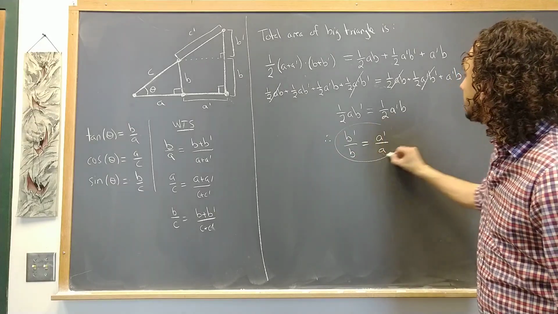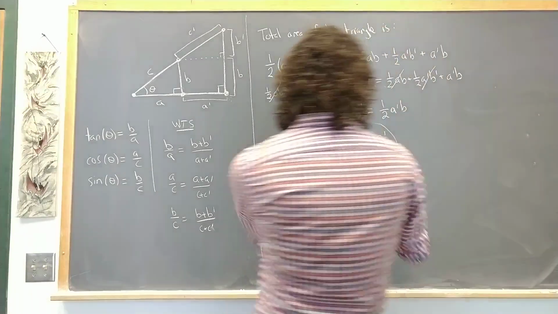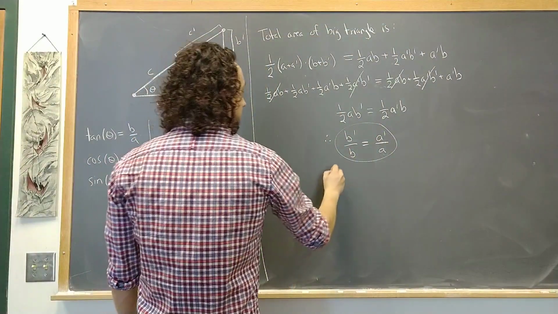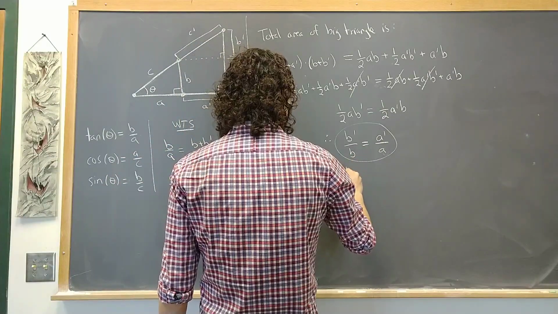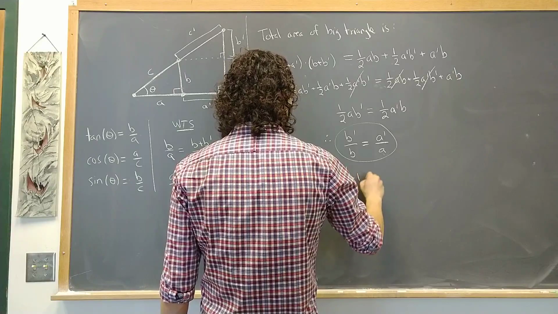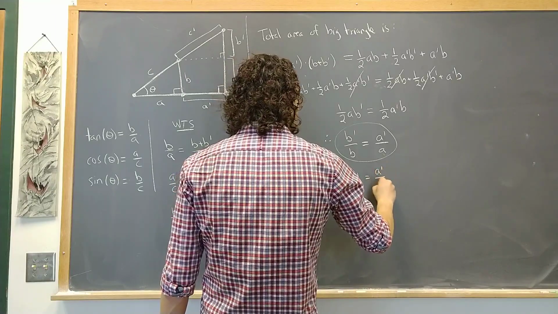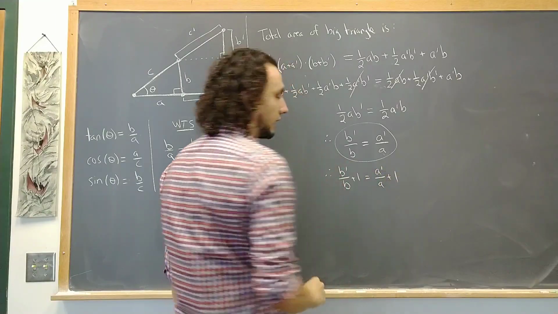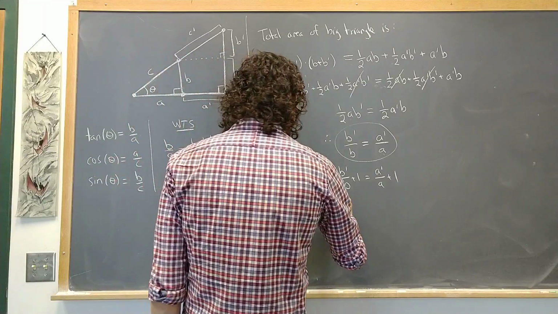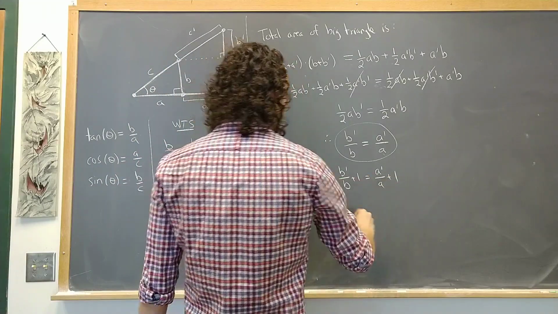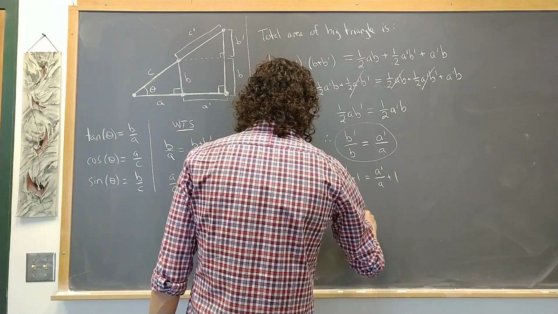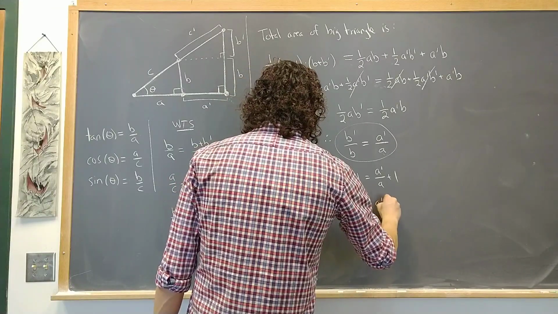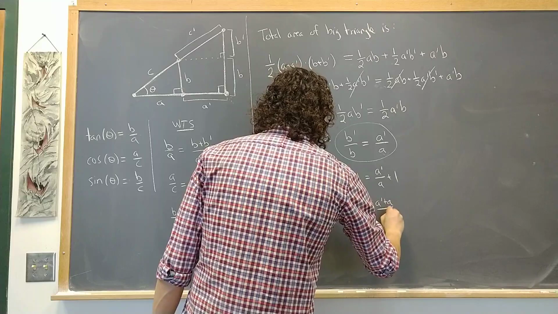And this is useful because I can manipulate it a little bit further to say that because these are equal, I also know that b prime over b plus 1 is equal to a prime over a plus 1. Which seems like a silly thing to do, except that tells me, by finding a common denominator, that (b prime plus b) over b is equal to (a prime plus a) over a.